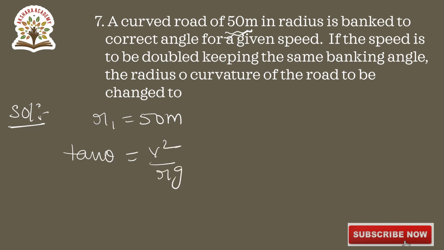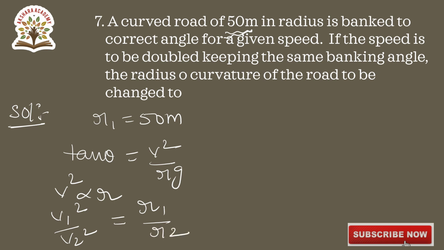From this formula we are writing v square is directly proportional to r. So from this, v1 square by v2 square is equal to, we can write it as r1 by r2. So v1 is v1, and v2 they given as double. If the speed is to be doubled, nothing but twice. So here v2 we are writing as 2v1. They given as doubled.